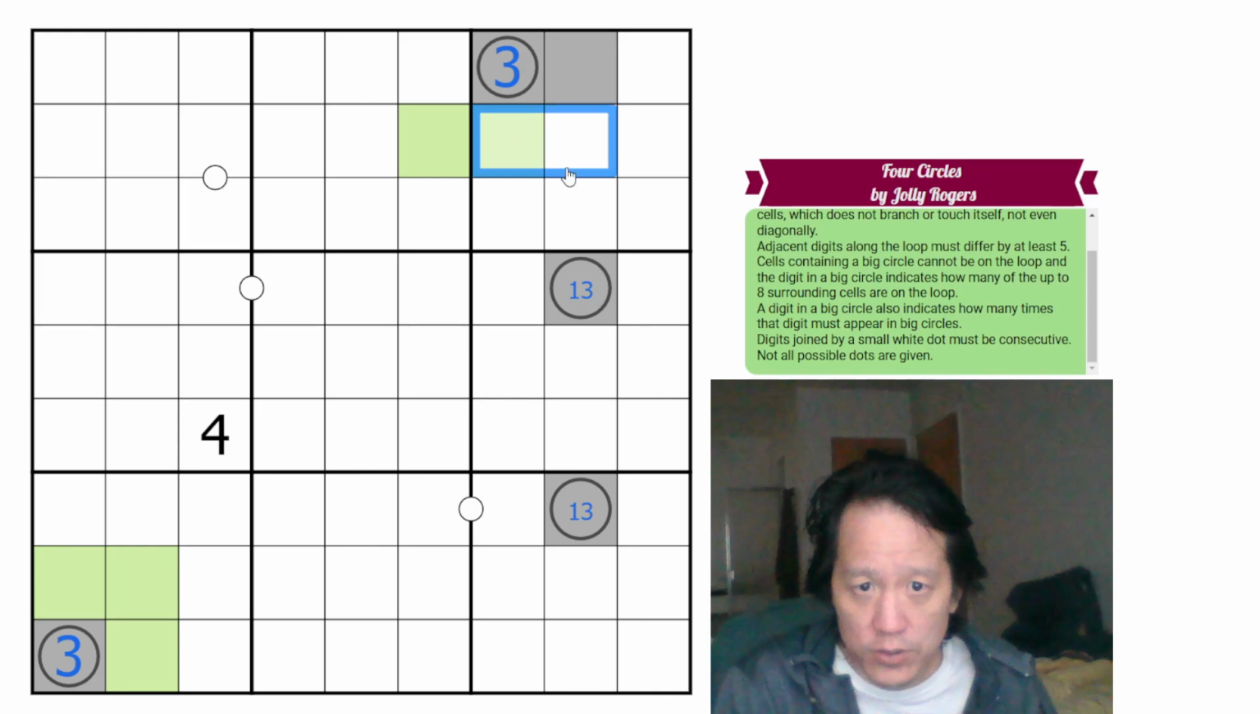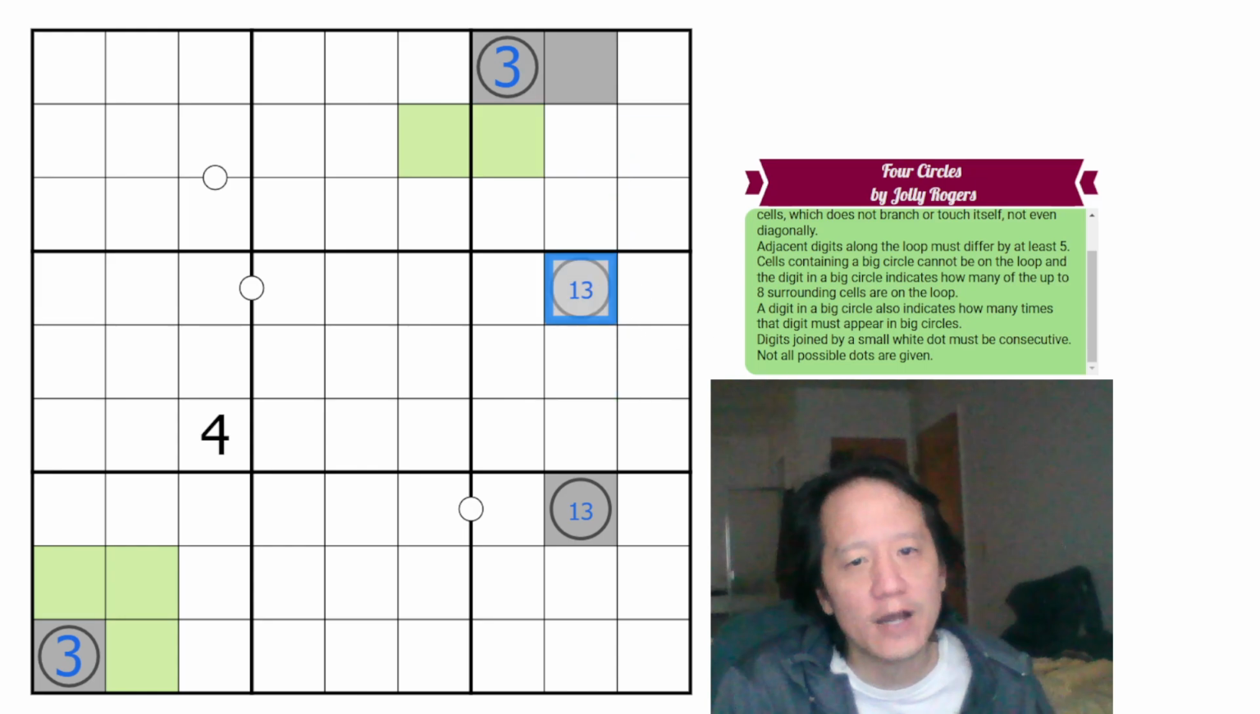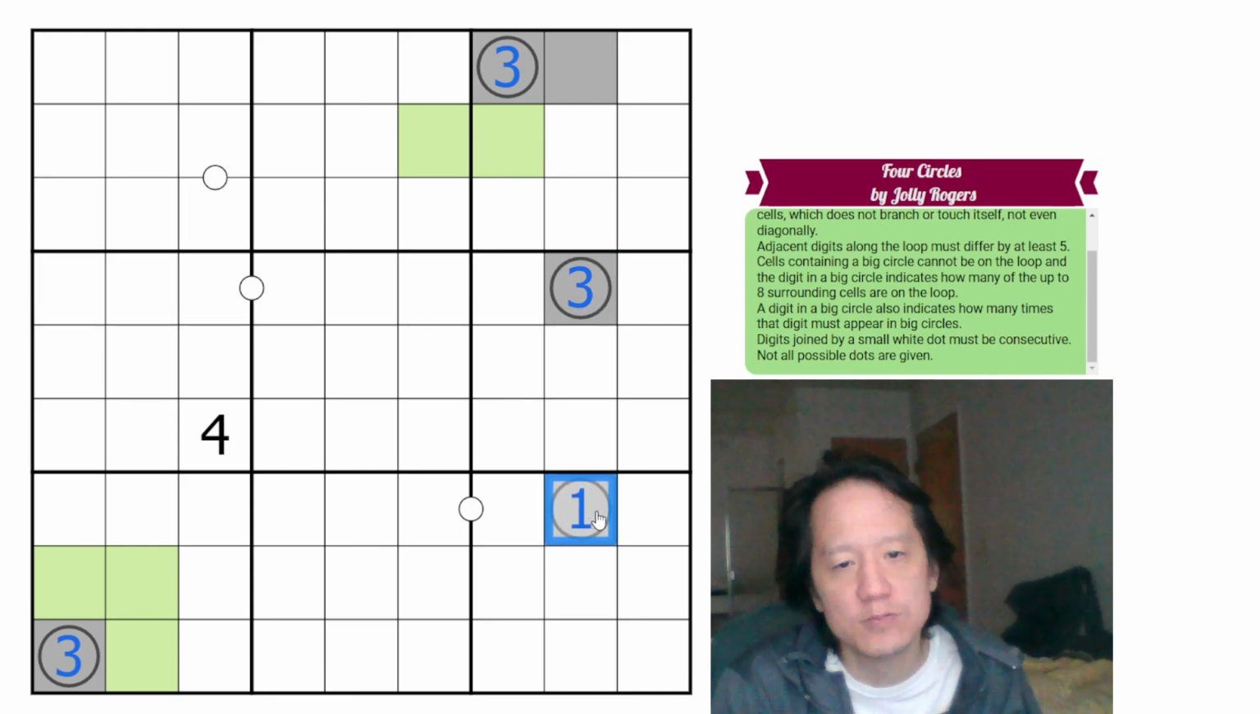If it tries to go like, I can't even draw another one, right? So it either goes here or it goes here. If it goes here, it can't exit out because it touches itself there. If it goes here, it must get 3 here at least. So therefore, this is 3 and this is 1.